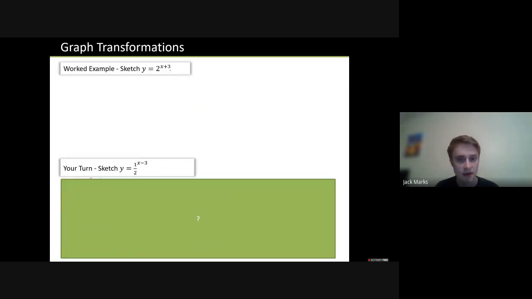So a couple of other examples. What can we do? Well, we can mix graph transformations in, as we just said. So we know that this is a 2 to the x graph. What's the impact of the +3? Well, it's inside the function. You could put brackets here if you like.